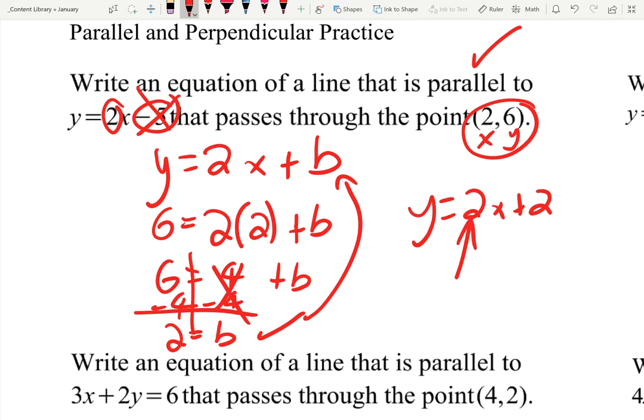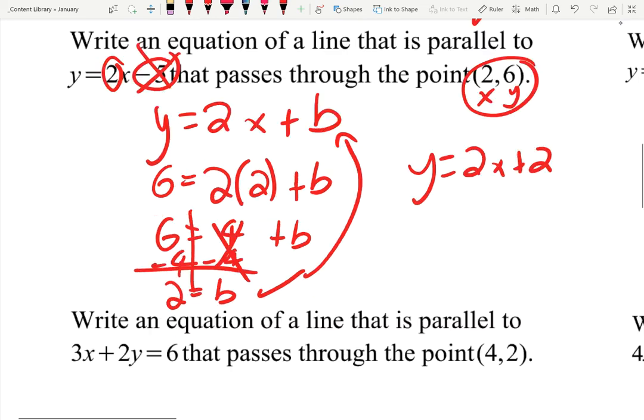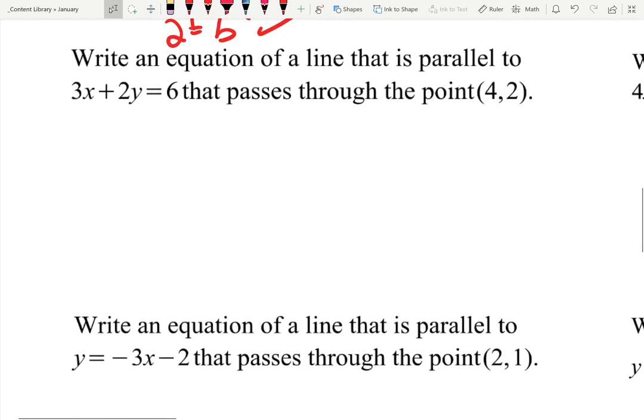Remember, this 2 here is from the slope. We knew that from the beginning. But the b value I just got, I put in, and we have our answer. So now let's look at the next parallel one.